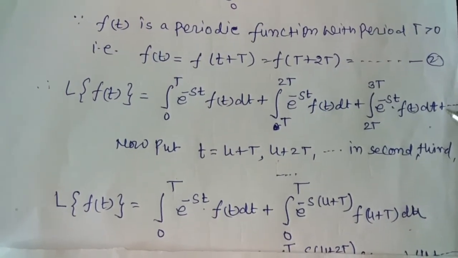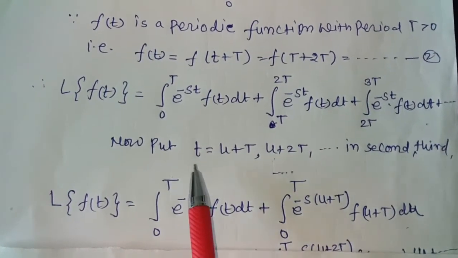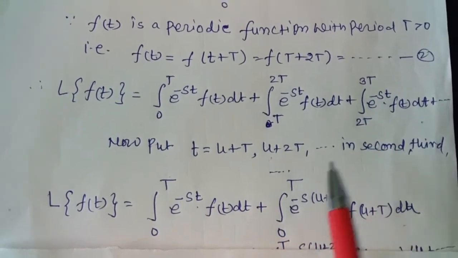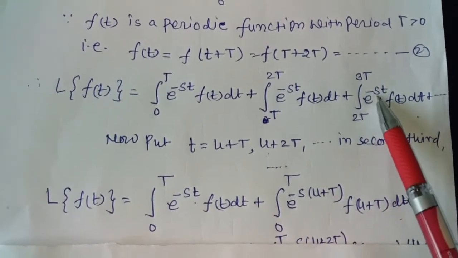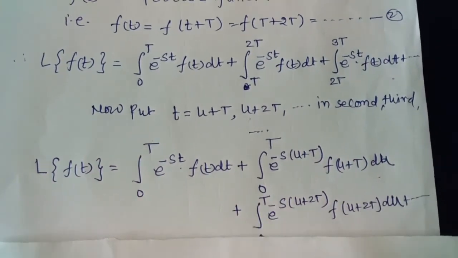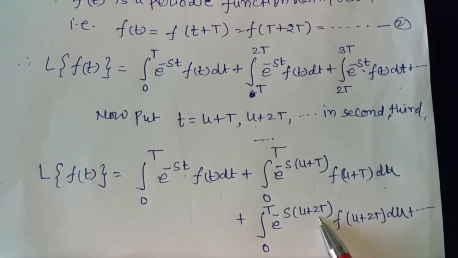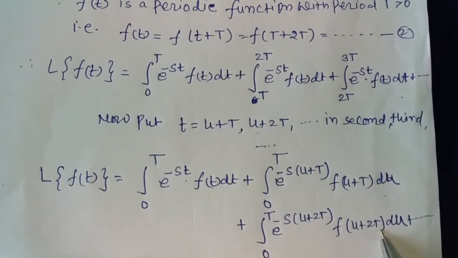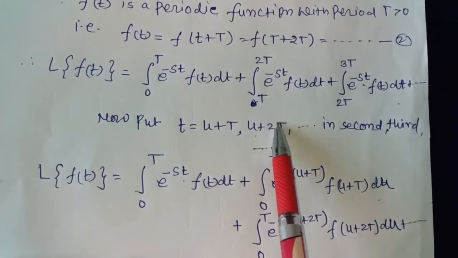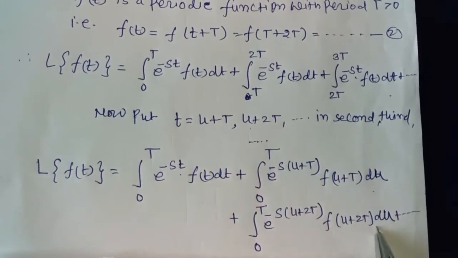Now in the third integral, the substitution is t equal to u plus 2 capital T. So we put here, we get e raised to minus s (u plus 2 capital T) f of (u plus 2 capital T) dt become du. As 2T is constant, so dt become du.